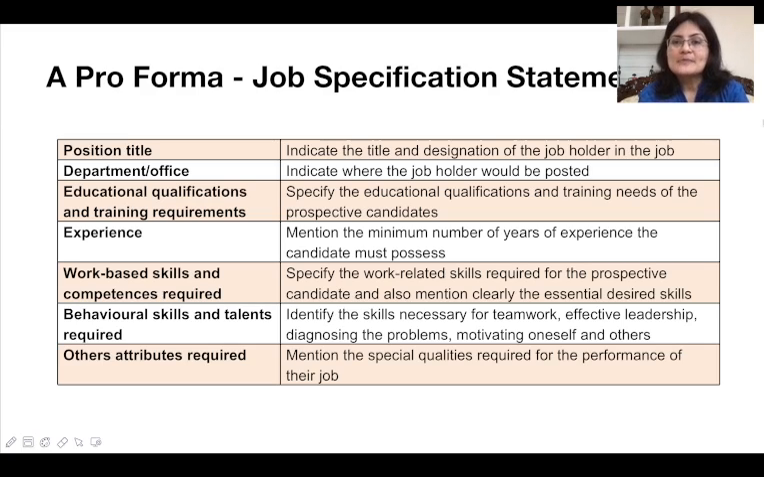A proforma for the job specification statement. This is for the job specification. Earlier we did it for the job description. So here again: position title, department, office, educational qualifications and training requirements, experience, work-based skills and competencies required, behavioral skills and talents required, other attributes required. So here you have to write, suppose, position title: indicate the title and designation of the job holder; indicate where the job holder would be posted; educational qualifications; minimum number of years of experience; work-related skills: identify the skills necessary for teamwork, effective leadership.